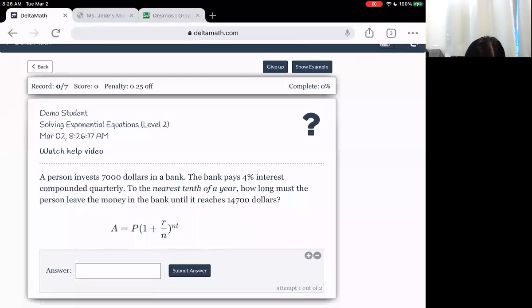So for this one, it says a person invests $7,000 in a bank. The bank pays 4% interest compounded quarterly. To the nearest tenth of a year, how long must the person leave the money in the bank until it reaches $14,700?